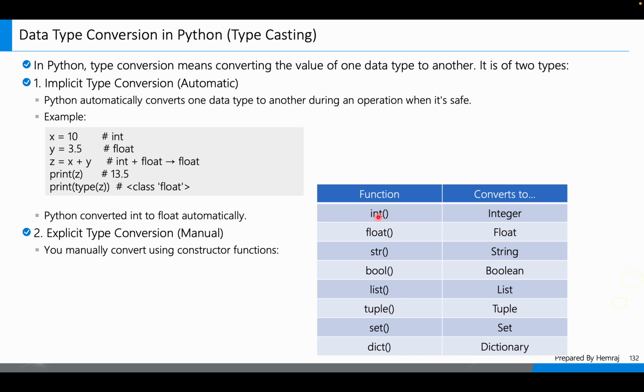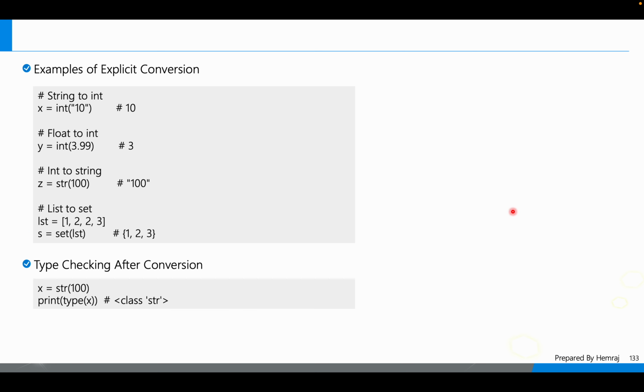Suppose we have a float and want to convert it into an integer. We can convert it here: put the value in the function, and it will be converted into an integer. Then we can convert integer to float, and float to integer. Here is an example for explicit, manual conversion. Suppose x is a string converted to an integer: x = int("10"), then the output is 10.